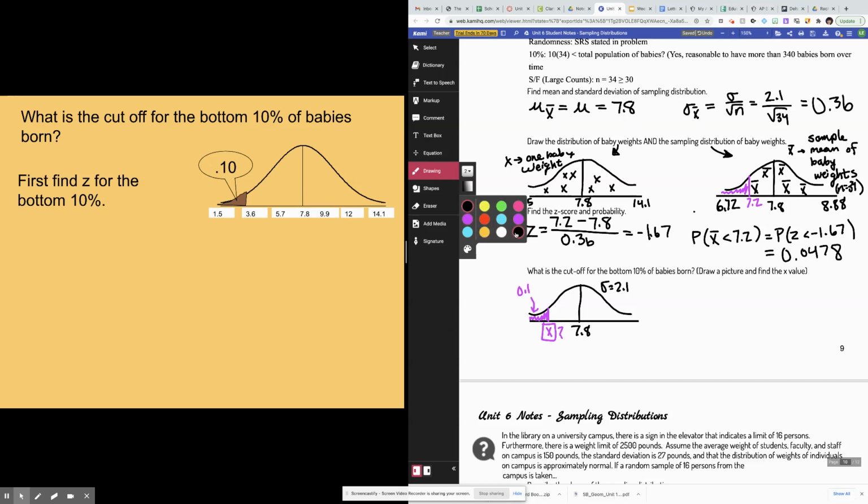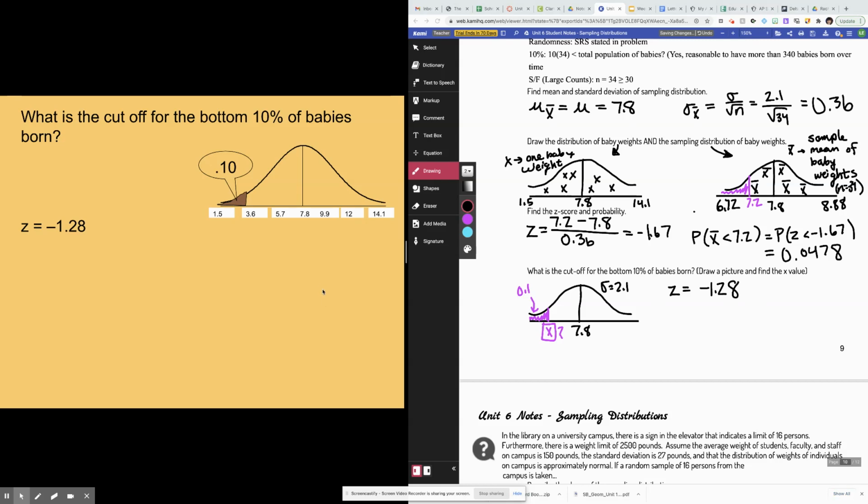So the first thing you have to do is figure out the Z value for the bottom 10%. And you can do that with a Z table, but I typically use the inverse normal command on my calculator when I'm doing problems like this, just because it's faster. And so when I did that, I got that the Z value associated with the bottom 10% of any distribution is negative 1.28.